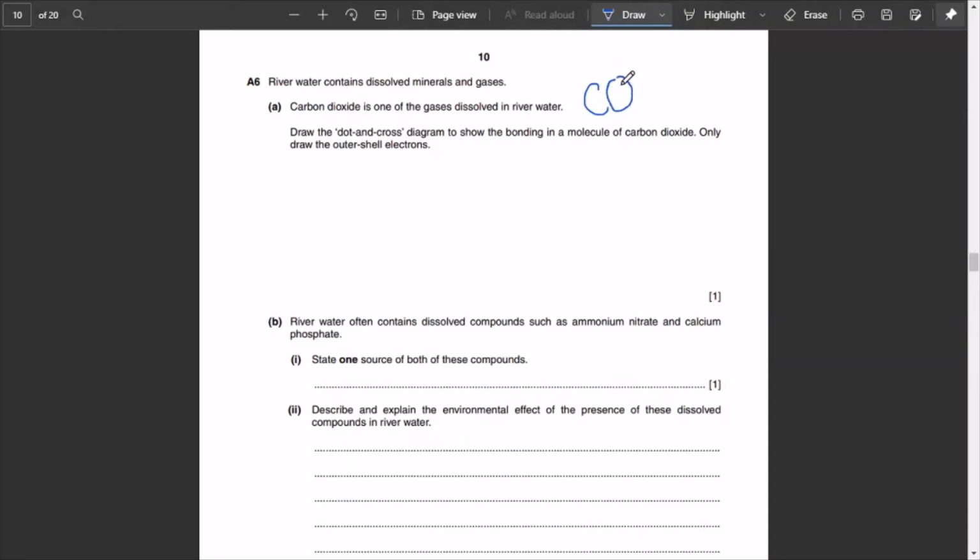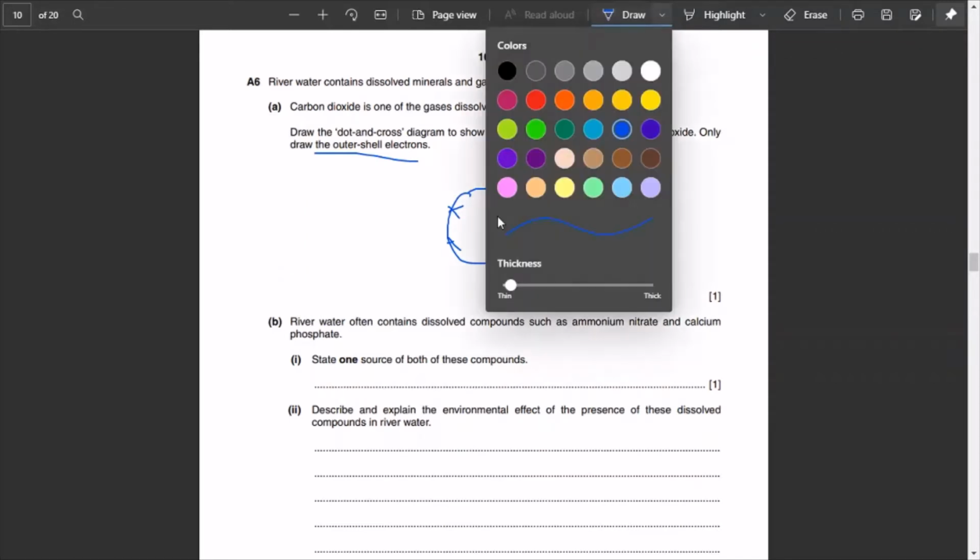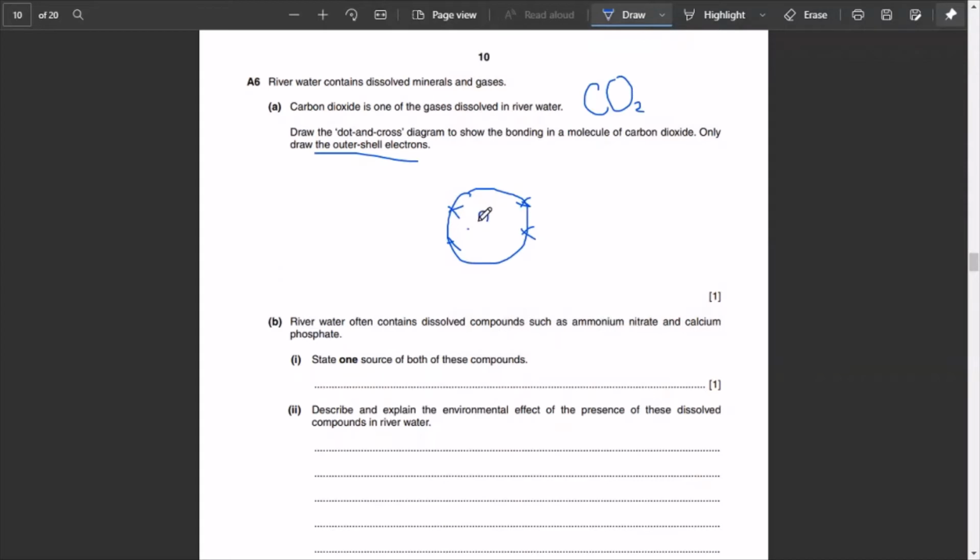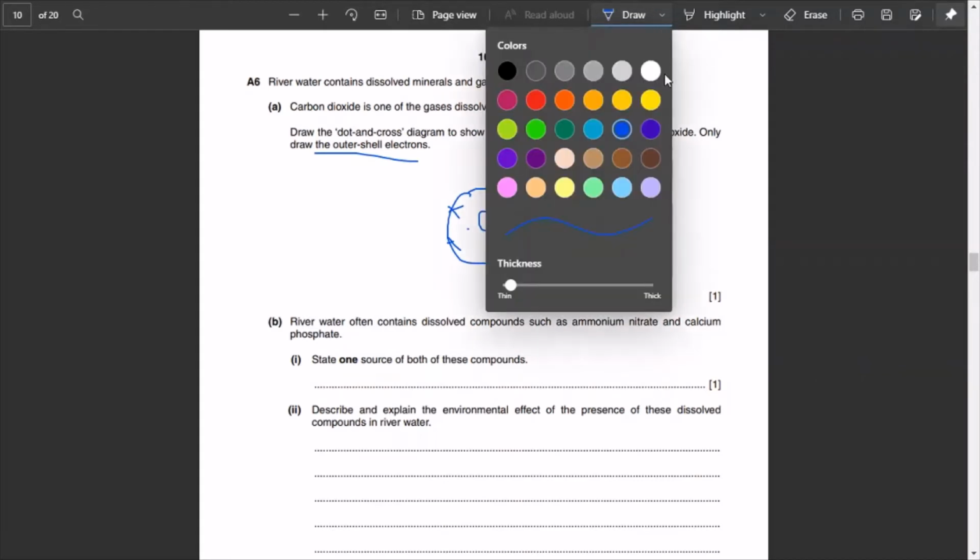Okay, so carbon dioxide has carbon and 2 oxygen. Now we are only supposed to show the outer shell electrons. So if we draw carbon, it is from group 4. It has 4 outer shell electrons. That means 1, 2, 3, and 4.